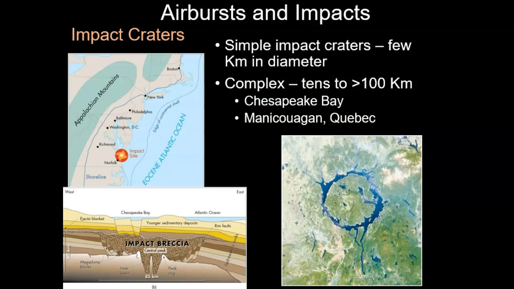So this crater is about 85 kilometers in diameter. At least that is what we understand from the remote sensing that we have done. Another good example of a complex crater that is especially highly eroded is the, I don't even know how to say it, Manicouagan, I think, crater in Quebec, Canada.